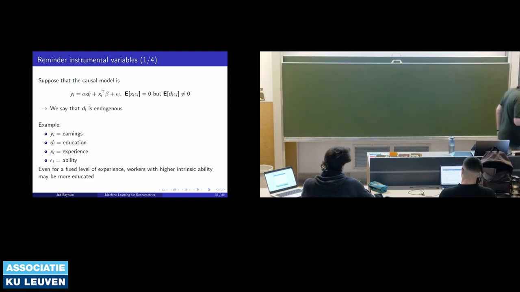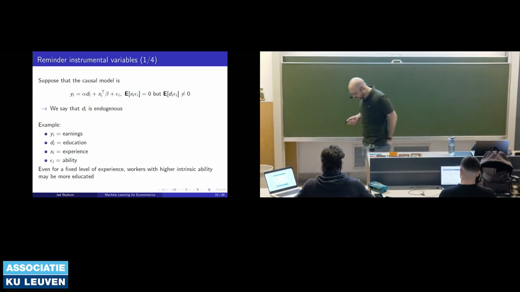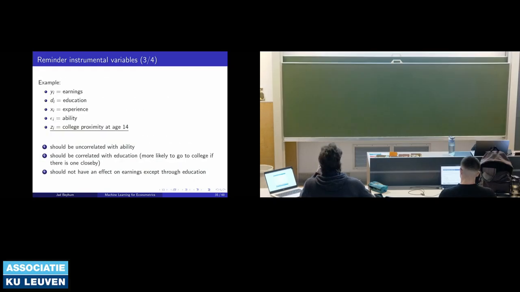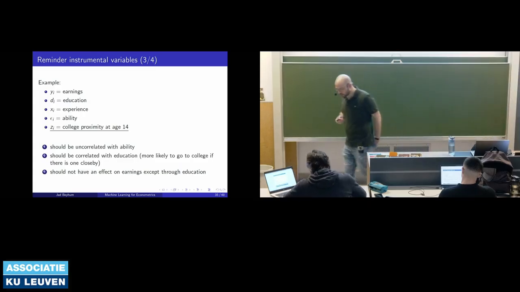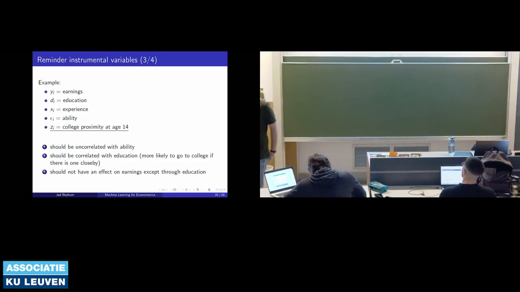So the idea of instrumental variables is to somehow overcome this problem. An instrumental variable is a solution to this endogeneity problem. Endogeneity is a case where exogeneity doesn't hold. And there are three conditions, but first I want to discuss one example of an instrumental variable in this setting. A very famous example is college proximity at age 14. Say you observe this variable in your data set. So you observe if people at age 14 were close to a college or not.